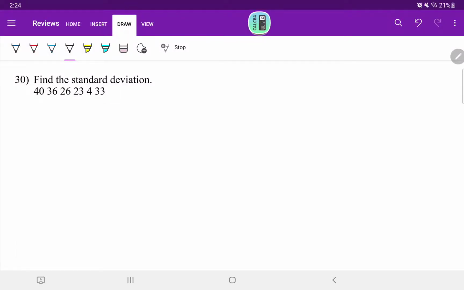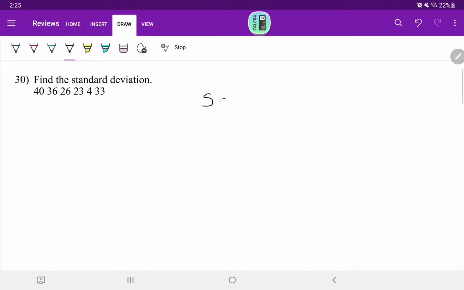Number 30, find the standard deviation. We want to find the sample standard deviation to be more precise. And remember, the standard deviation is the square root of the variance. So here is the formula that I'm using, the shortcut version to finding the sample standard deviation.